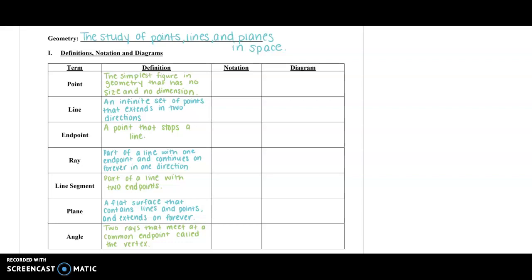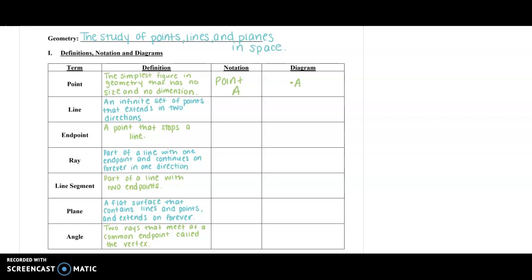So starting with a point, the simplest figure in geometry, has no size and no dimension. The diagram for that, we're just going to use a dot and then it would be labeled with a letter. So in this case, if it's an A, our notation would be point A. Although we use a point to identify it, again, like its definition, it really does not actually take up any size, takes up no space, and doesn't have any dimension.